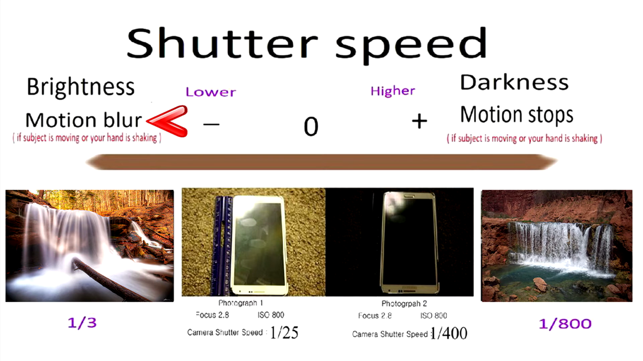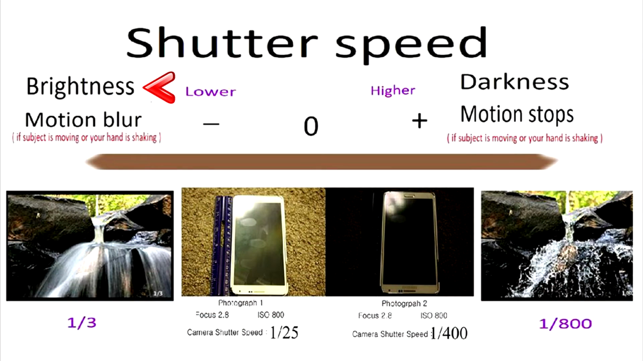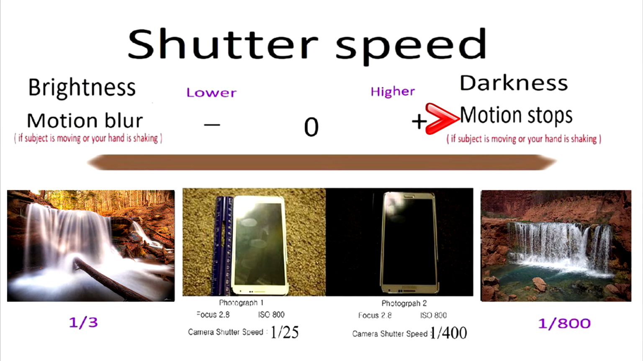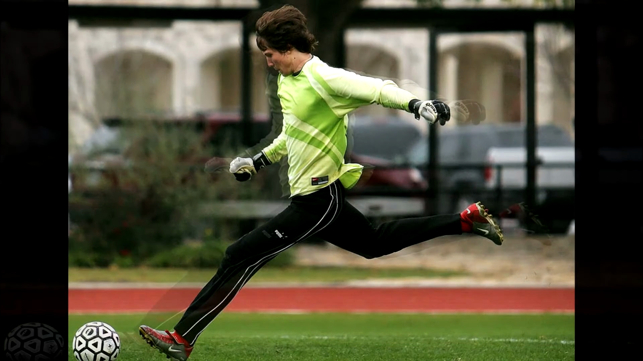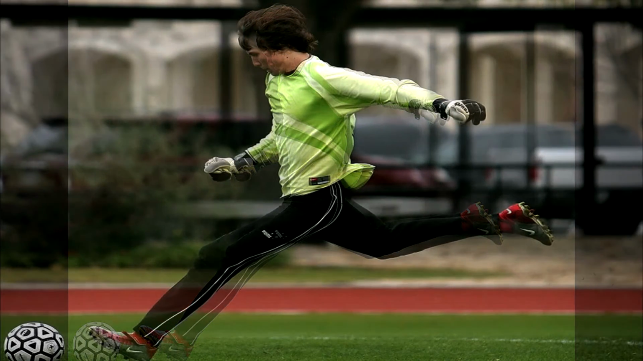So we can see two effects of shutter speed. If we make shutter speed lower, the photograph can be seen blurred, especially if the hands are shaking or the subject is moving, plus brightness. And second, if we make a higher number of shutter speed, we can see motion stops if the hands are not stable or the subject is moving.